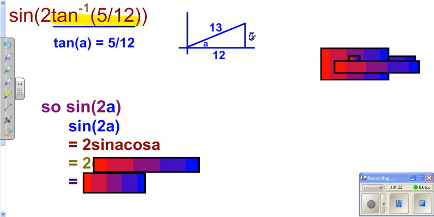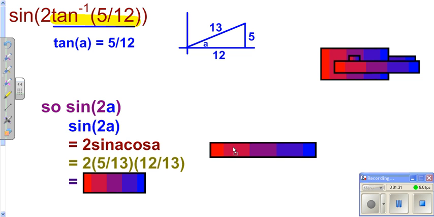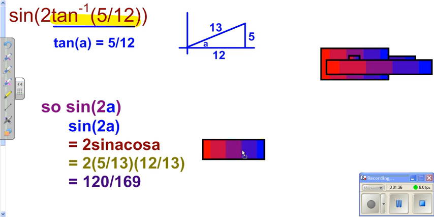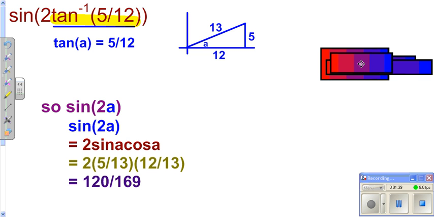Sine is opposite of 5 over hypotenuse of 13. Cosine of A is adjacent of 12 over hypotenuse of 13. And then you can multiply that together in your head or on your calculator, and you get 120 over 169. So that's an angle, what's highlighted. It's just sine of 2 times an angle, or a double angle sine formula. If you don't know that angle right here, then you draw yourself a triangle to represent it.